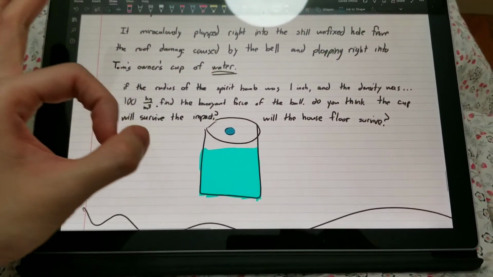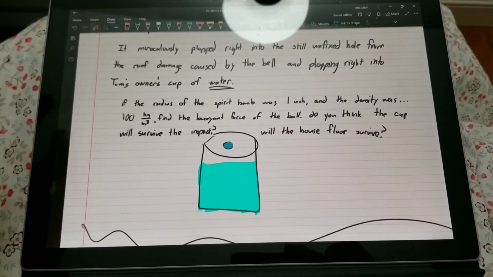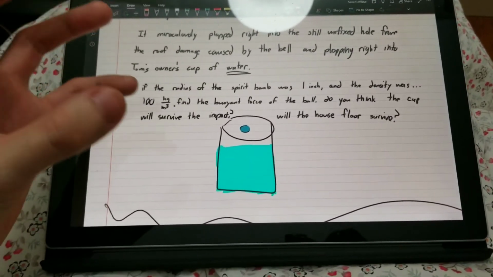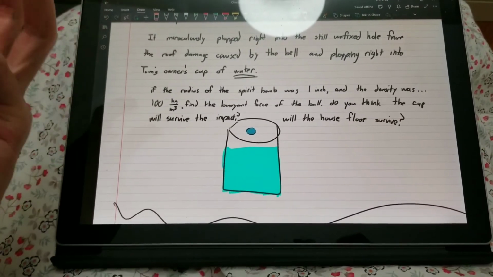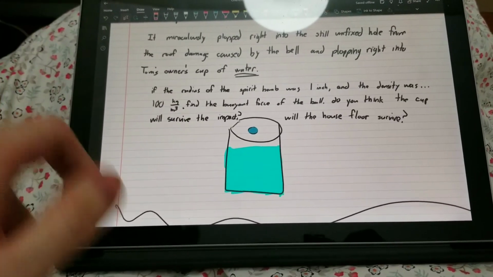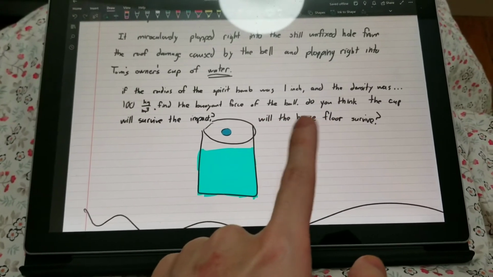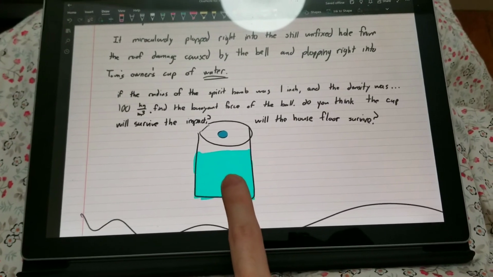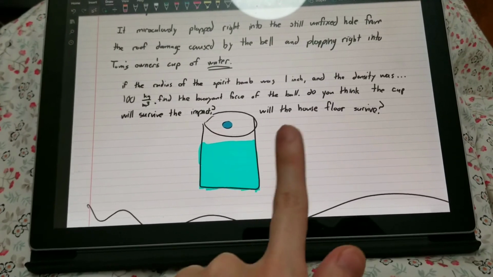If the radius of the Spirit Bomb was about 1 inch at the time, and the density was, I'm going to just guess, 100 kilograms per meter cubed, because it might still have a bit of the compact magma and residue from the asteroid that it melted, find the buoyant force of the ball, and do you think the cup will survive the impact from that ball going into this cup? Or better yet, do you think the house floor underneath that cup will survive?